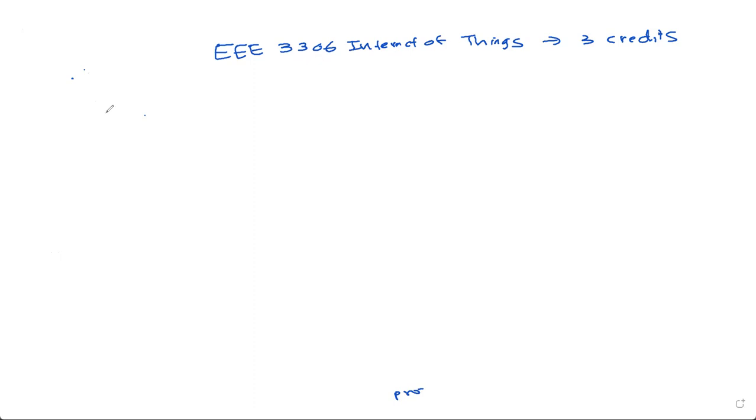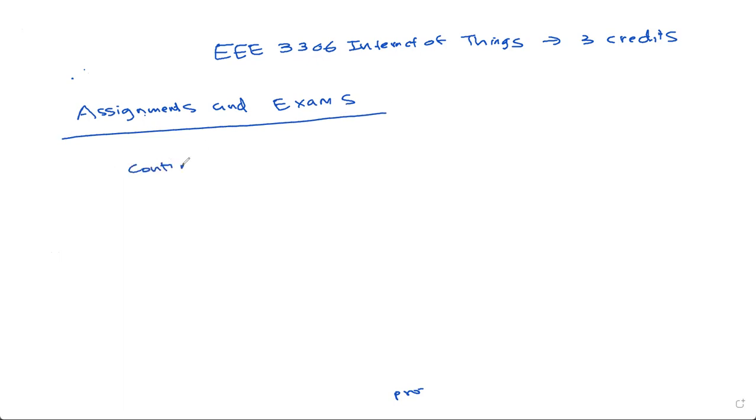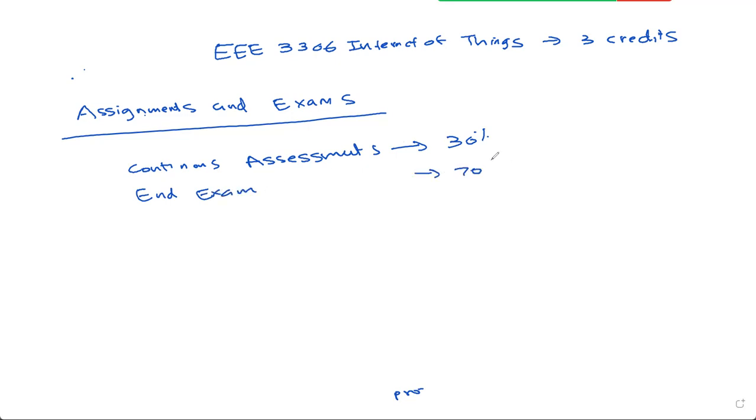I will talk about the assignments and exams to start with. Continuous assessments, or assignments, will comprise 30% of the final grade, and the end exam will comprise 70% of the final grade.